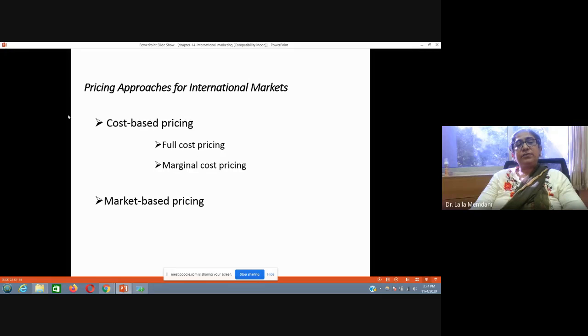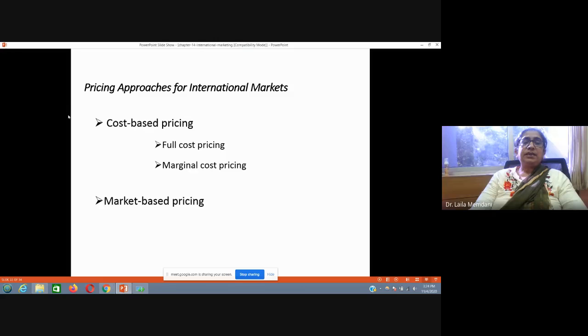additional unit. Like you get a new order, then you already have a factory building, you already have the machinery, you have the full-time employees, then what are your extra costs? The extra costs are the cost of raw materials and the overtime for the labor. So you add up these costs, add up your normal profits. So marginal cost pricing will be slightly lower than the full cost pricing because fixed costs are not included in it, only variable costs are included.